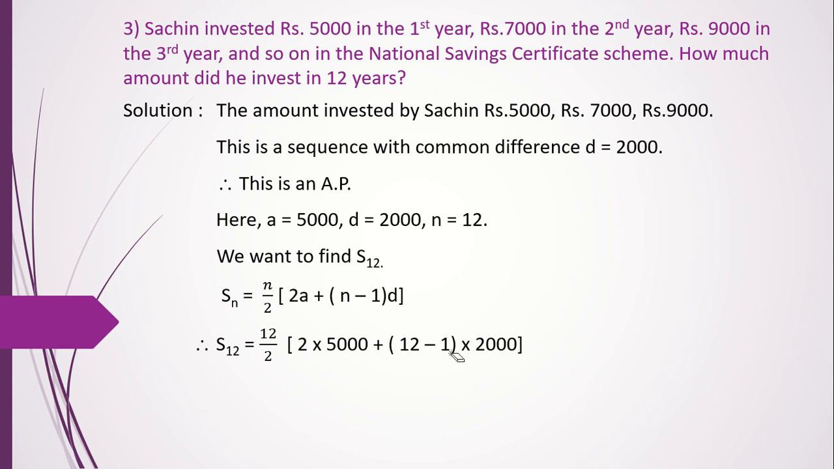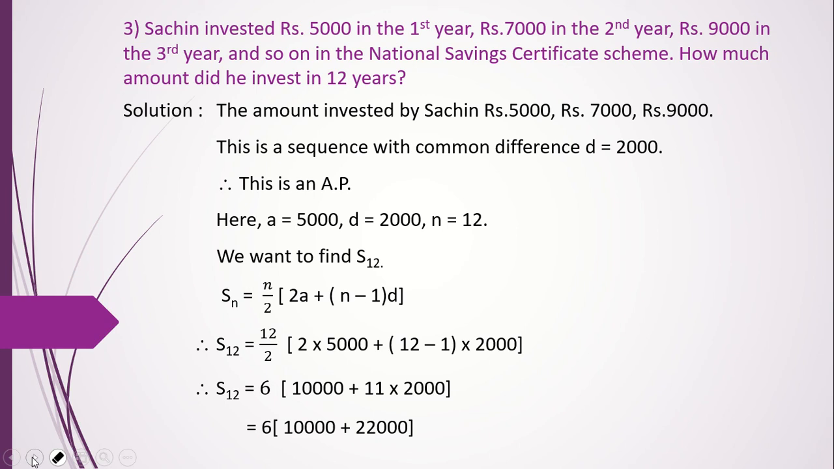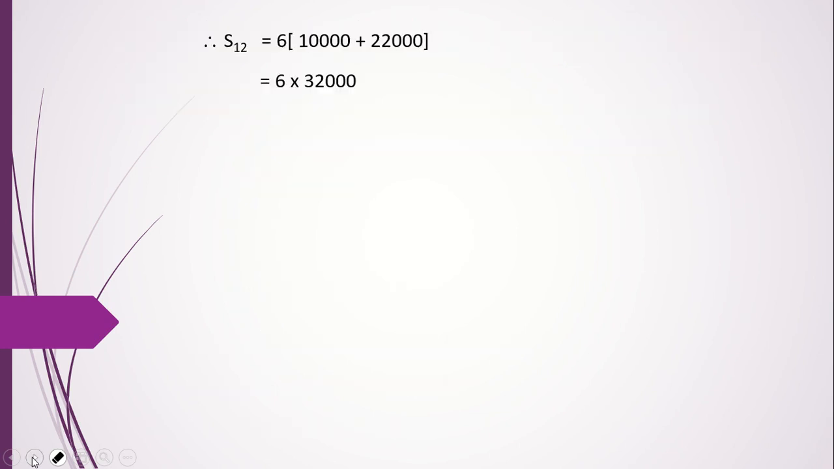Now first we will do this. 12 minus 1 is 11. The bracket we have to solve first, right? Here 12 upon 2 is going to be 6, and 5000 into 2 is 10,000. So that is 10,000 plus 11 into 2000. So multiply this also now. 11 twos are 22, so that's going to be 22,000. Now 22,000 plus 10,000 is 32,000, into 6. So he invested, how much is that?